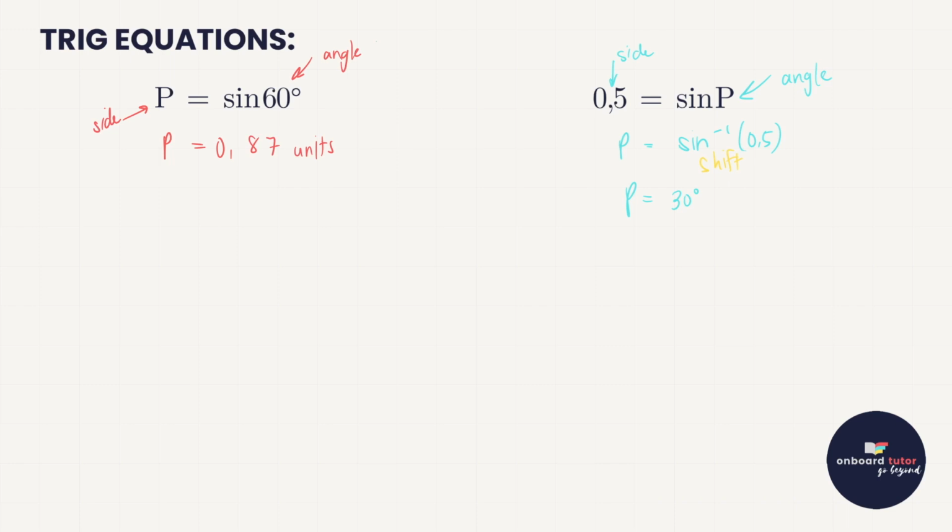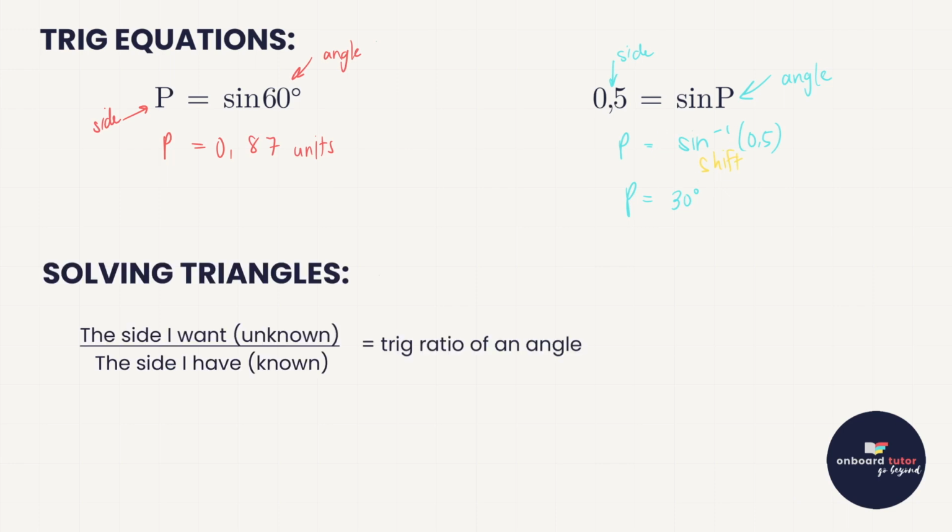Okay, it's important to know this because we are actually going to jump into solving triangles, and we need to understand that when we work out a side length, we just use plain old sine or cos or tan. And when we work out an angle, we need to use arc sine or arc cos or arc tan. So with this knowledge, you are ready to solve triangles, okay?